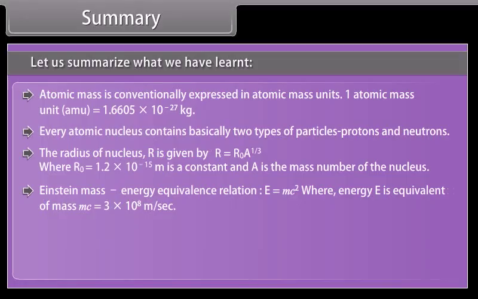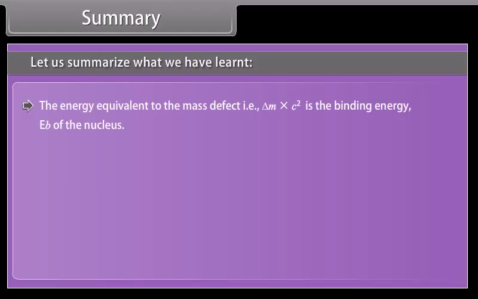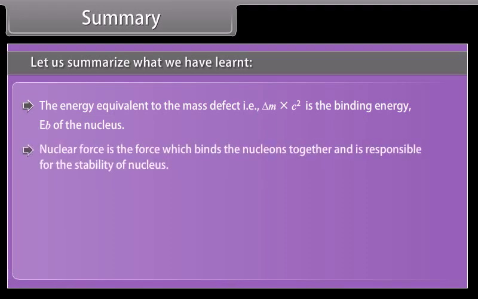The mass of a stable nucleus is less than the total mass of its nucleons. This difference Δm in mass is called mass defect. The energy equivalent to the mass defect, that is Δm c², is the binding energy, Eb, of the nucleus. Nuclear force is the force which binds the nucleons together and is responsible for the stability of nucleus.